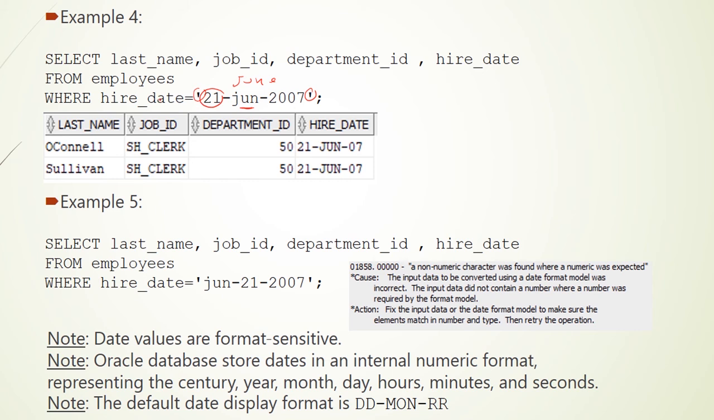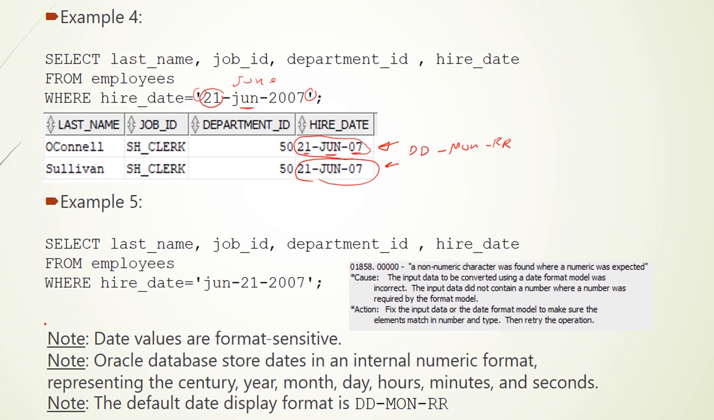So after running this select statement, it returns the last name, the job ID, the department ID, and the hire date for all employees, where the hire date is 21 June 2007. As we can see, the hire date of these employees is 21 June 2007. The display format for the day is DD-MON-RR. So this is the display format, DD and 3 characters abbreviation for the month, and then RR or 2 digits representing the year. So this is the default display format for the date.